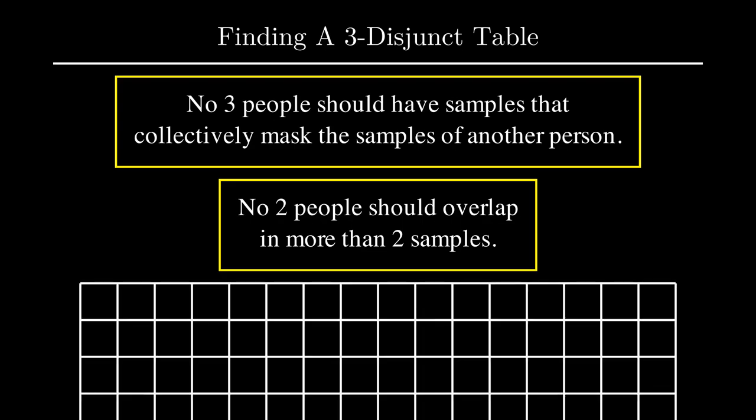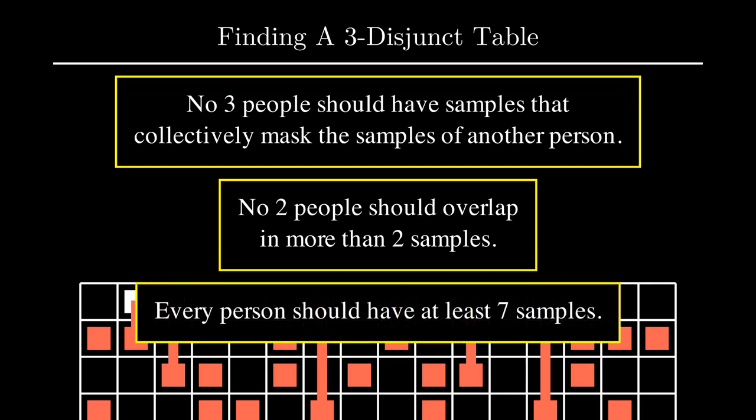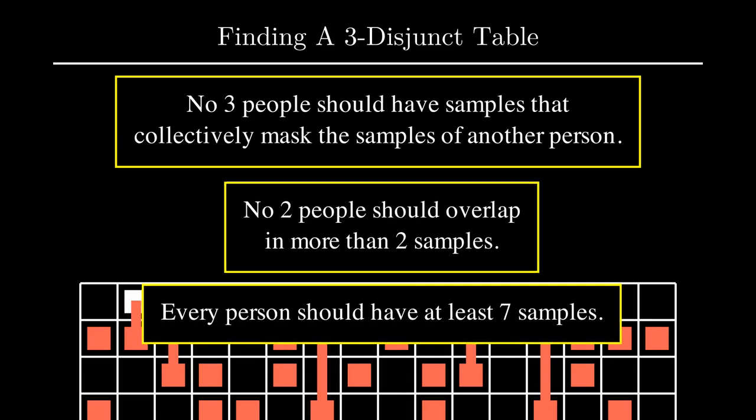For instance, here we have a person's tests. Now it really doesn't matter which 3 people are positive. In the worst case, each positive person could have 2 tests in common with the first person. But even then, together they can mask at most 6 of the tests. Since our person had 7 tests, they could not have been masked completely. So if we also ensure that everyone has at least 7 tests, then 3 positive people can't mask anybody else. And our table is 3 disjunct.